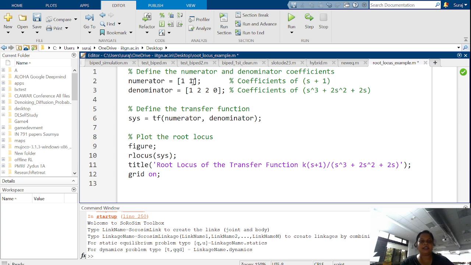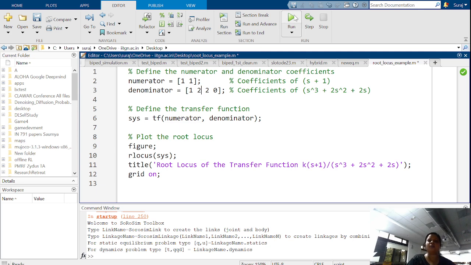So we essentially define the numerator and denominator. So what is our numerator in this case? It was k into s plus 1 upon s cube plus 2s square plus 2s, right? So we write the coefficients here. In the earlier class, this was the transfer function discussed. It was k into s plus 1 upon this whole thing. In the denominator, the coefficient of s cube is 1. For s square, we have 2. For s to the power 1, we have 2. And for s to the power 0, we have 0, because we do not have any constant coefficient over here.